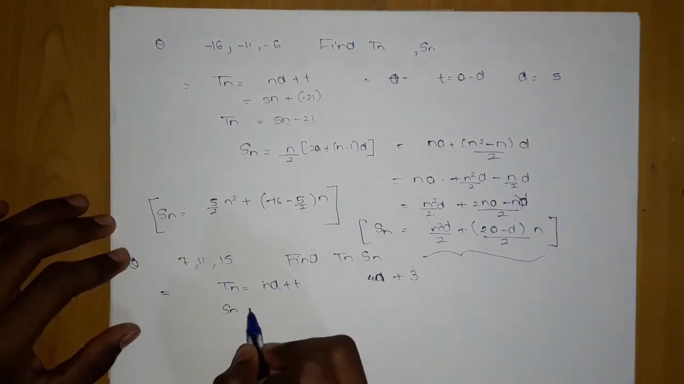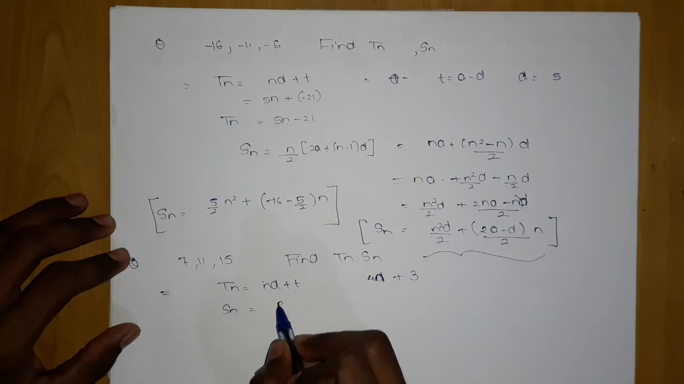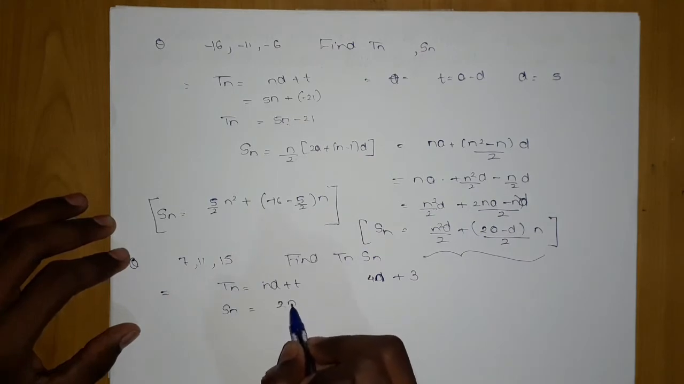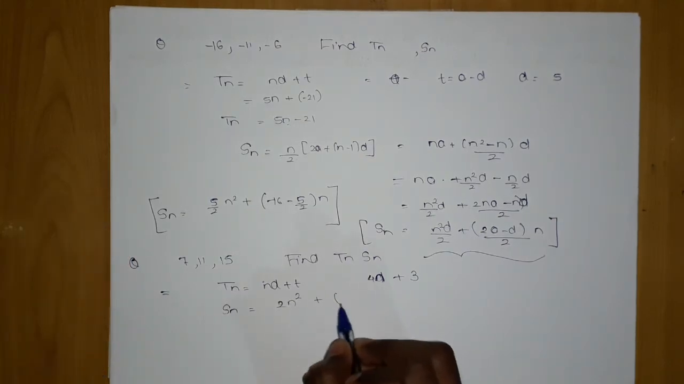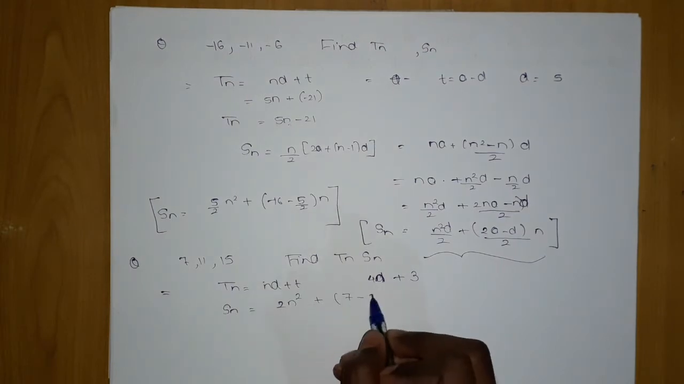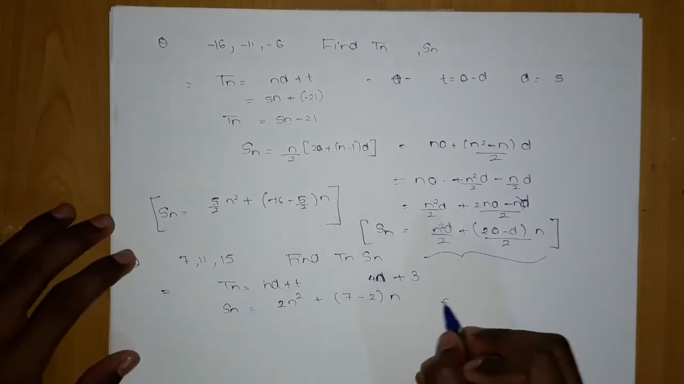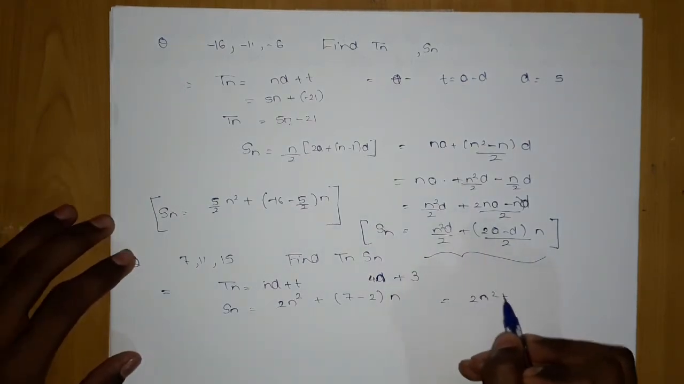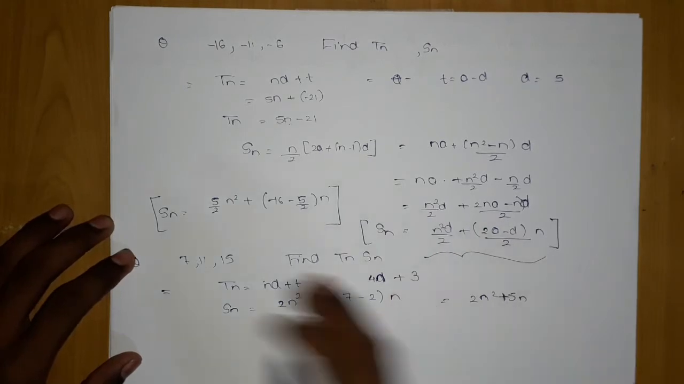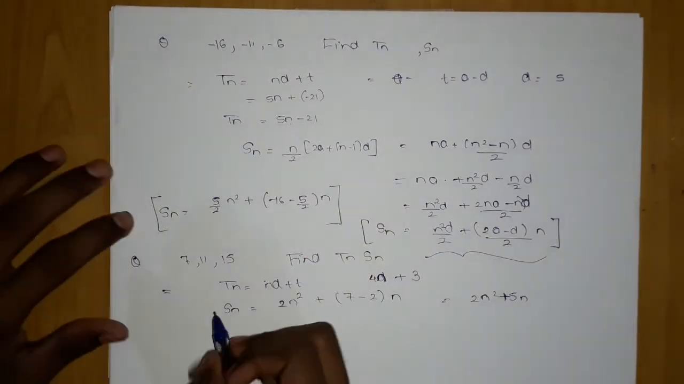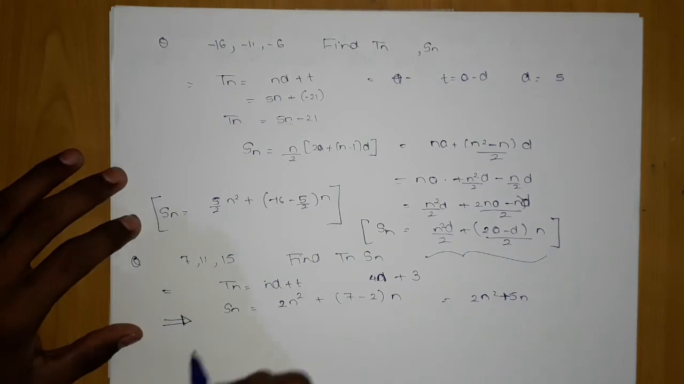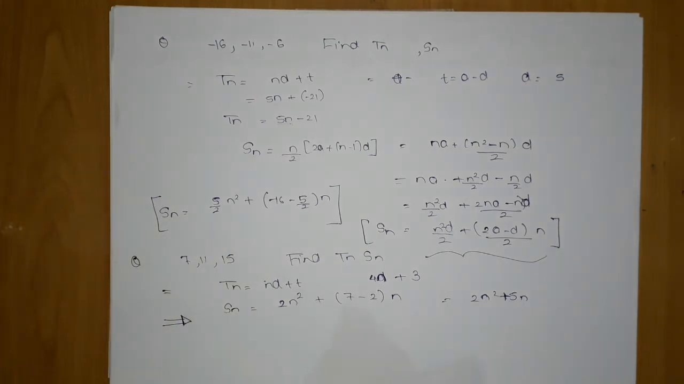Now we want to find Sn. It is d by 2, that is 2, into n square, plus the first term 7 minus the opposite thing, 2, into n. That's all, and we are done with Sn, which is nothing but 2n square plus 5n. So you don't need to apply that formula and calculate it; you can directly find Sn using this trick. Now let's move back to the questions and continue with our question part.